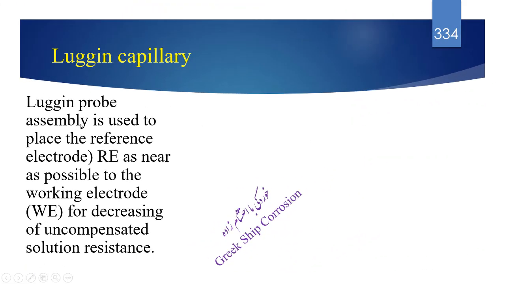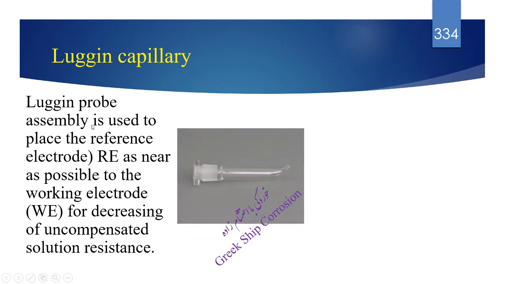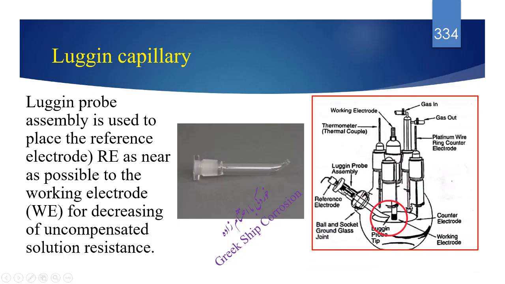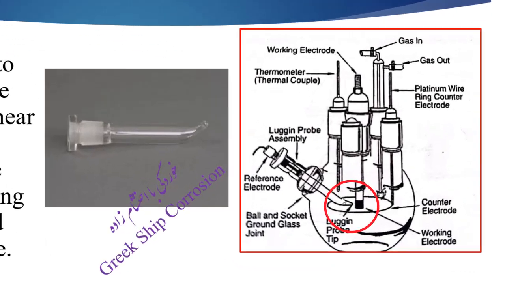Luggin capillary. Luggin probe assembly is used to place the reference electrode as near as possible to the working electrode for decreasing of uncompensated solution resistance. This is the Luggin probe.